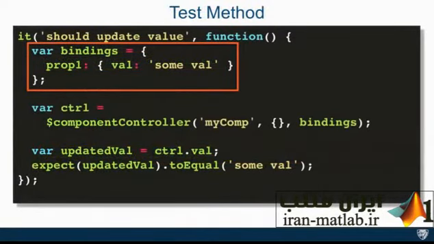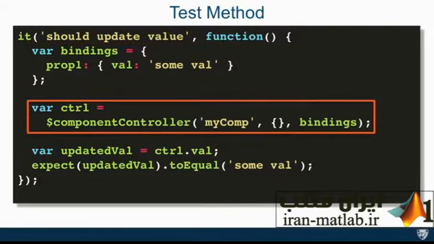First, we'll set up our bindings if our component controller is expecting any. In this case, we'll assume that the component controller is expecting an object referenced by a bound property called prop1. Next, we'll create the controller responsible for our component using the mock $componentController service. The first argument is the name of our component as we declared it in our application module. The second argument are the injections our component is expecting. In this case, you can see that our example component is not expecting any injections. Finally, we pass the bindings object, which is the mock bindings object we just created specifically for this test.